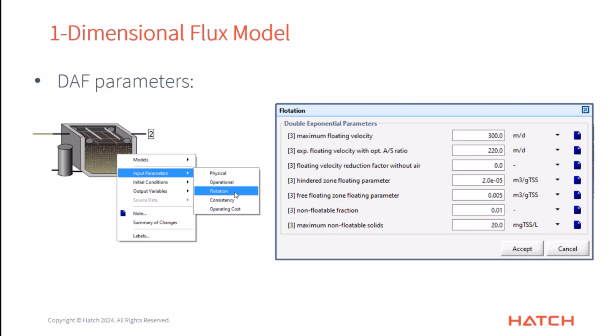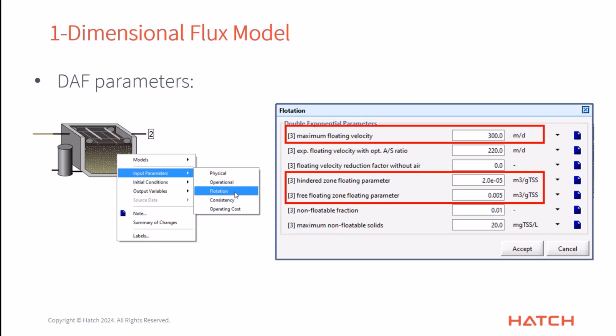So basically, what we're talking about here is, instead of a settling velocity and our hindered and flocculent zone settling parameters, we now have a maximum floating velocity, and we have hindered and free floating parameters instead. So they have exactly the same meaning. Those are the terms that were in that equation that I wrote across the top of the screen a moment ago. They work the same way. You can calibrate them exactly the same way that you would in the clarifier model.